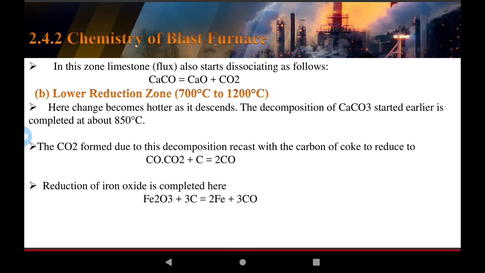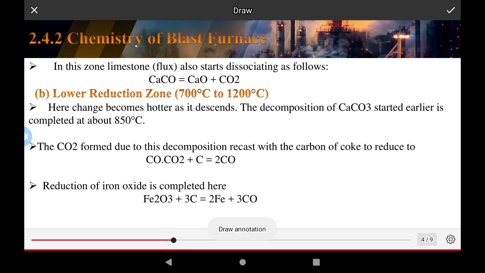Chemistry of the blast furnace. In this zone, limestone also starts dissociating as follows: CaCO3 is equal to CaO plus CO2.